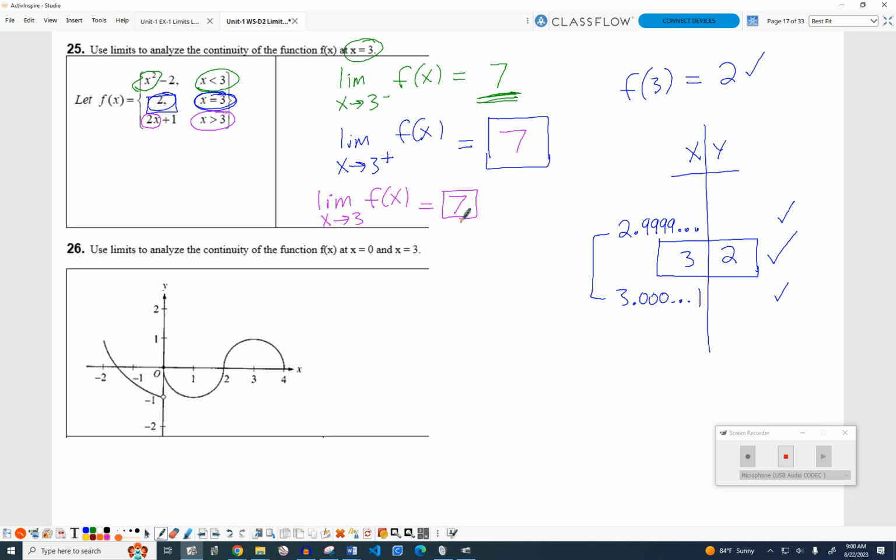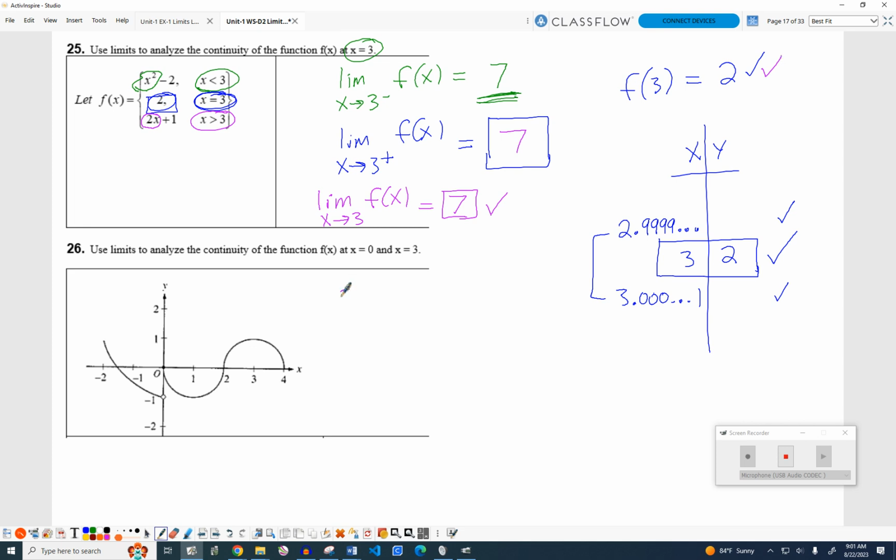So going down my hierarchical list, I don't have limits at infinity. It's not a vertical asymptote. My left and right limits match, so it's not a jump. But my overall limit does not match my function value. Hence, it is a removable discontinuity. And that's what I would write.